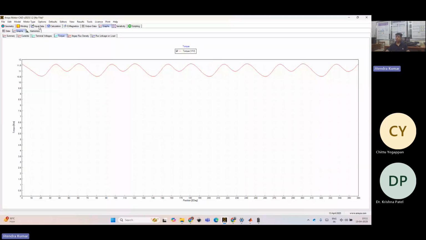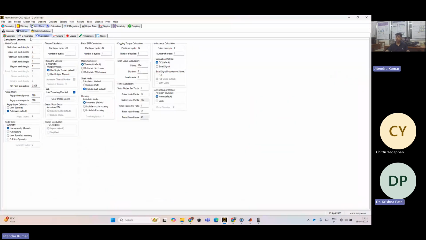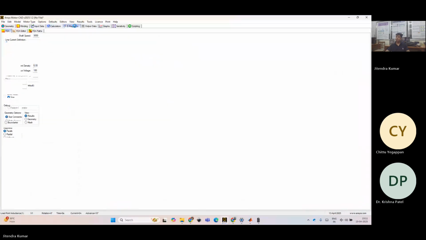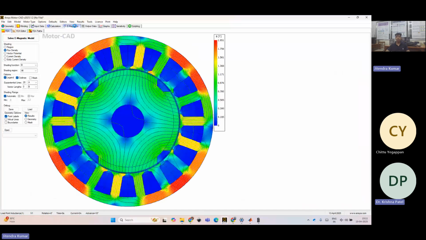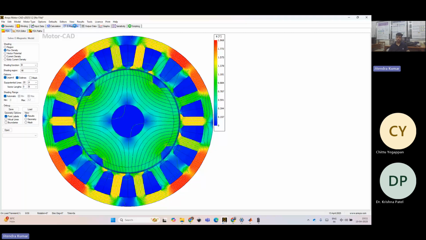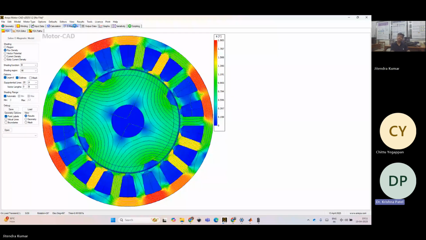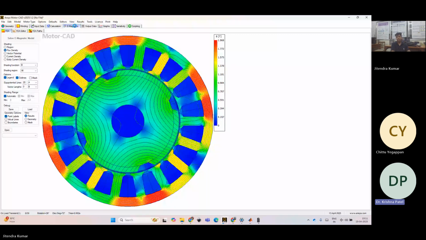Now, if I simulate it with the full model, it doesn't imply that the torque will be multiplied by 2, right? The torque output will remain the same, either you do the 1/4 symmetry or the whole. Yes, sir. Got it now.